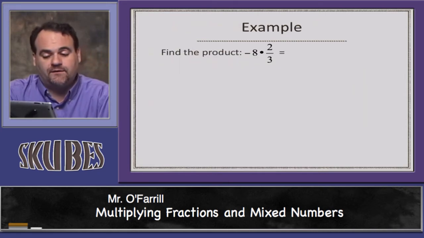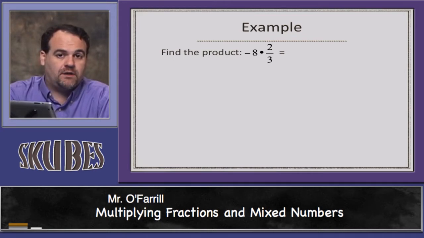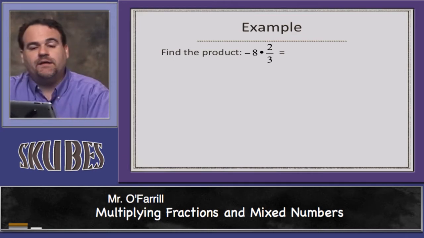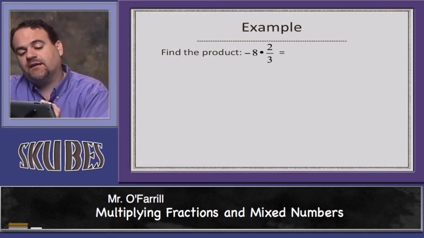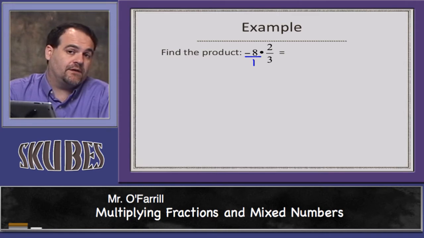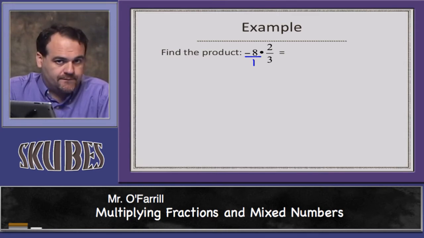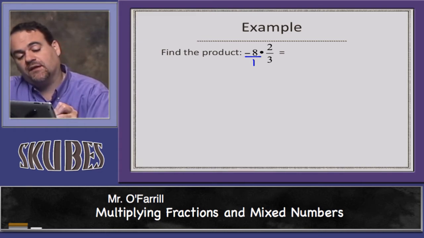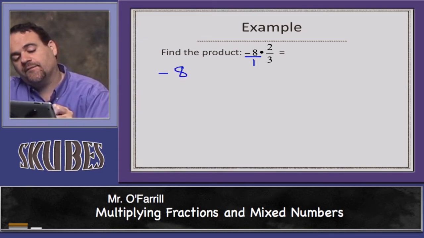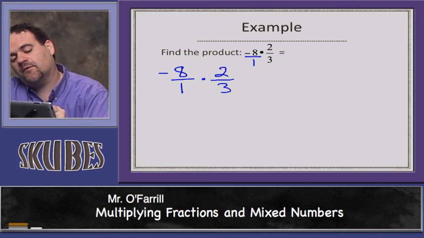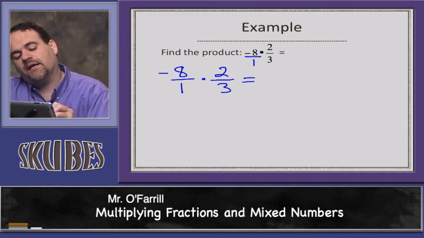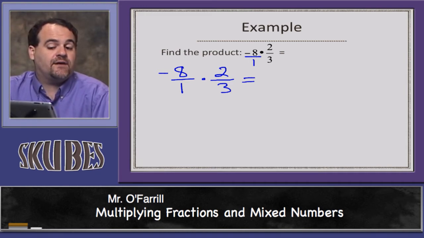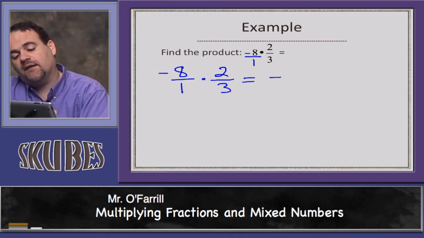So let's find the product of -8 and 2/3. Now the first thing we need to realize is that -8, even though it doesn't look like a fraction, is a fraction. It's -8 over 1. Okay? That is really going to be important so that we can line up our numerators and our denominators horizontally. It's a negative times a positive. We already know that a negative times a positive is a negative answer.